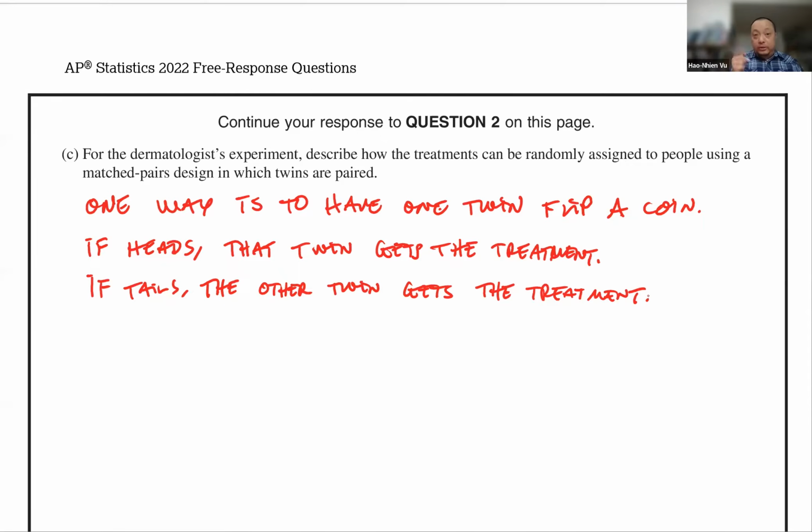And now it gets a little tricky. A lot of students would stop here because it feels natural to think, well, I've already decided who gets the treatment, so of course the other person gets the placebo. There's nothing as 'of course.' If you want the other person to get the placebo, you have to say it.